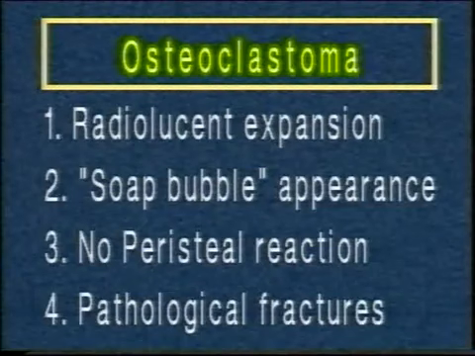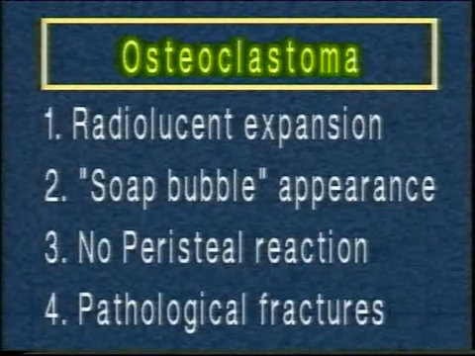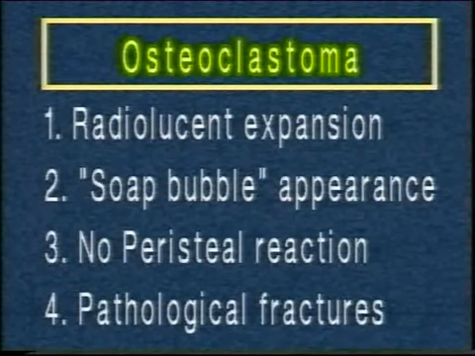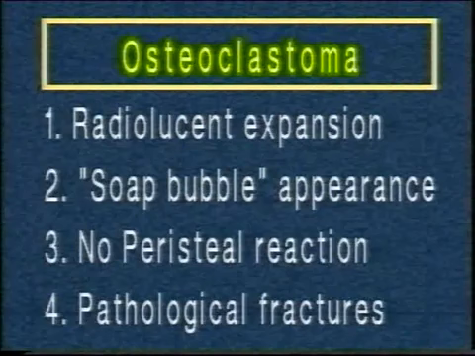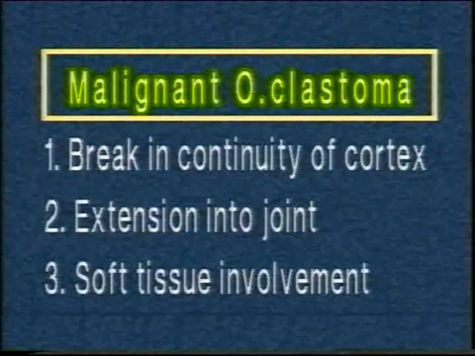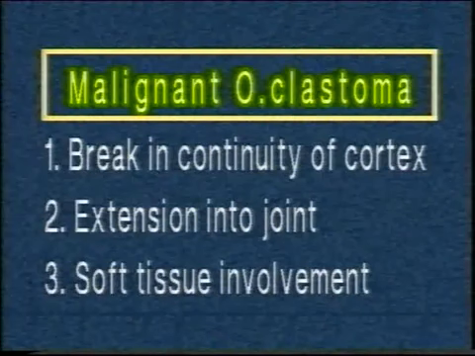So the radiological features of osteoclastoma are: 1. Radiolucent expansion at the end of a long bone with thinning of the expanded cortex and hazy zone of transition. Number 2. Soap bubble appearance. Number 3. No periosteal reaction. And number 4. There may be pathological fractures. The signs of malignant transformation are a break in the continuity of the cortex, extension into the joint, and soft tissue involvement.